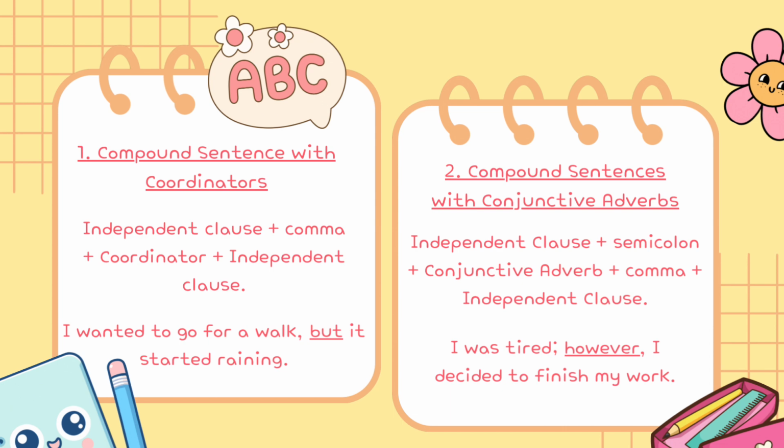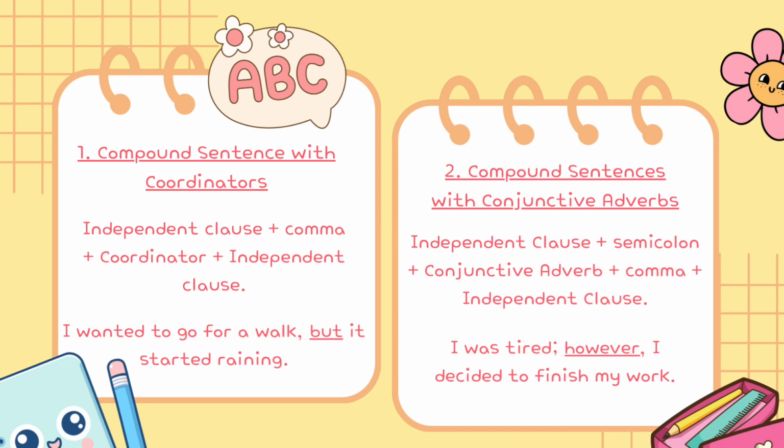The second type is compound sentence with conjunctive adverbs. The independent clauses of a compound sentence can also be joined by a conjunctive adverb, such as furthermore, however, otherwise, and therefore. The punctuation for conjunctive adverbs is special. Use a semicolon after the first clause and a comma after the conjunctive adverb. A compound sentence can be formed with independent clause plus semicolon plus conjunctive adverb plus comma plus independent clause.